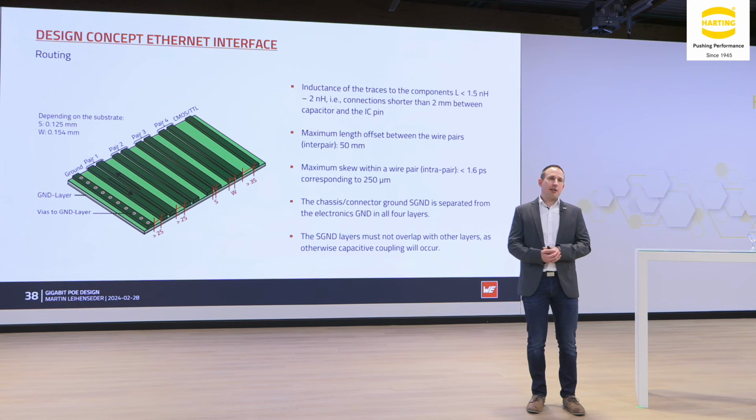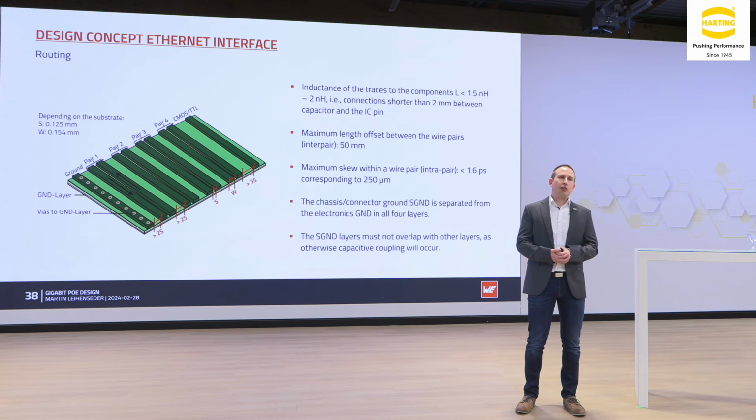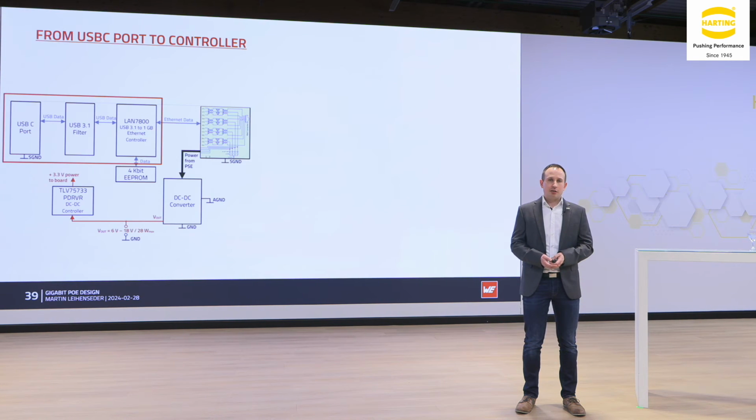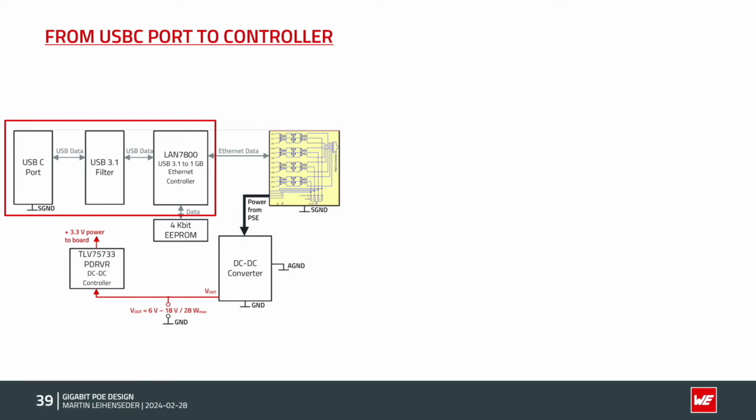And here on the right-hand side, there are some design tips that we wrote together. You see more design tips in the application note. This is just some bullet points that we highlight. For example, that not more than 2 millimeters should be between the capacitors and the IC pins, and much more design tips here. So this was now the connection from the LAN transformer to the controller.